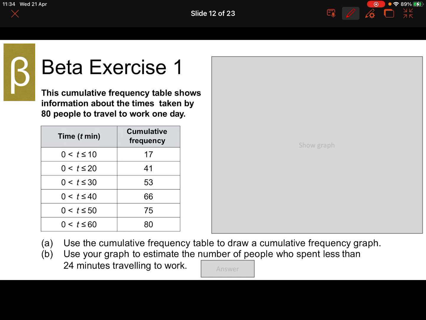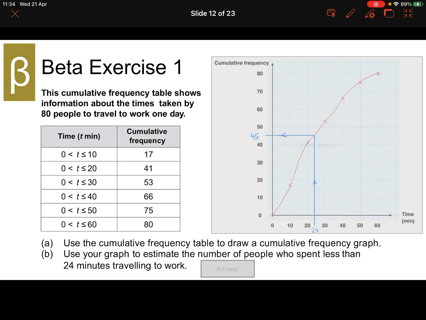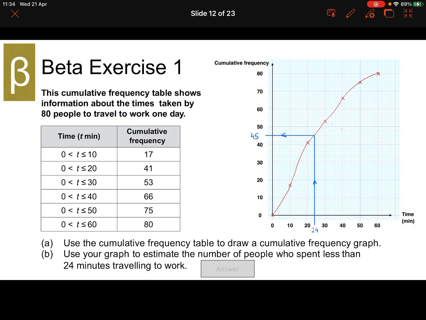Okay, so here's a question. In your books, see if you can draw an appropriate cumulative frequency curve for this, and then use your graph to answer the question. Stop your video and have a go. Okay, this is what your cumulative frequency curve should have looked like. Use your graph to estimate the number of people who spent less than 24 minutes travelling to work. So they've shown the lines to show where that is, and then the answer is going to be 45 people. You must show those blue lines. If you don't, you lose marks.